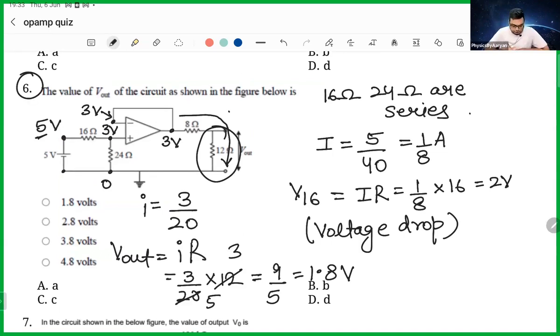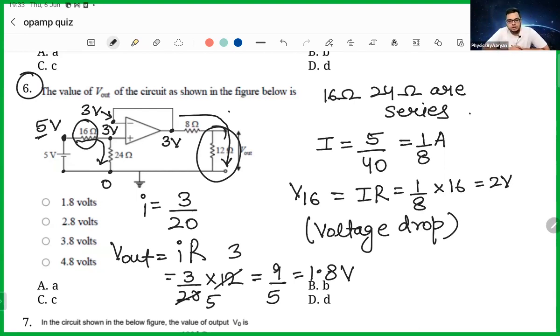This is 5 volt. If this is 5 volt, then whatever current comes here, the same current goes down. So let's find the current on this side. We found that current comes out with total voltage, which is 5, divided by total resistance, which is 16 plus 24, 40. So the current comes out to be 1 by 8. And then you find the voltage drop across 16.